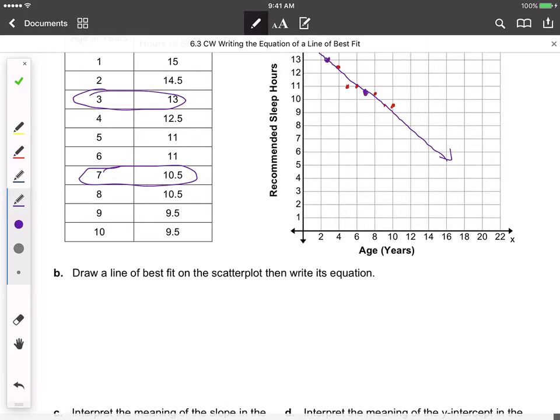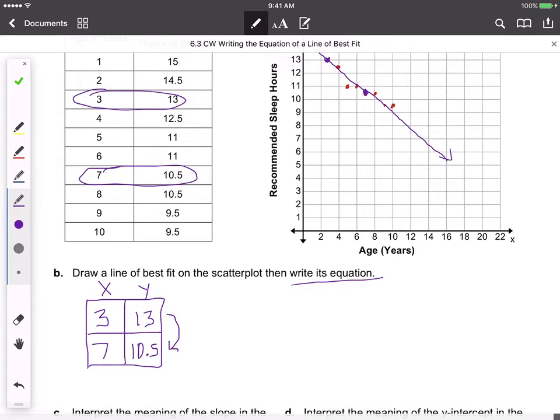Alright, so the first step to write the equation, which is what we're doing now, is to find the slope. So what is the slope going to be? First thing we're going to do for that one is draw the box. We've got our x, we've got our y. 3 and 13 is my first point I used, and then 7, 10.5. So my change of y is going to be negative 2.5. My change of x is going to be plus 4.